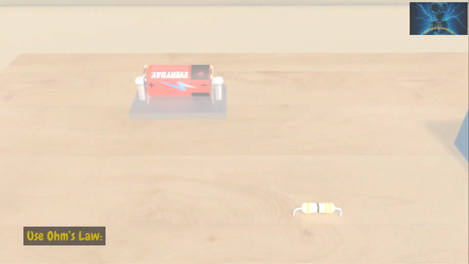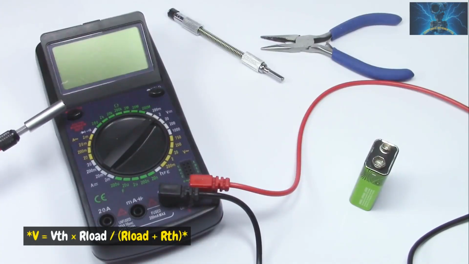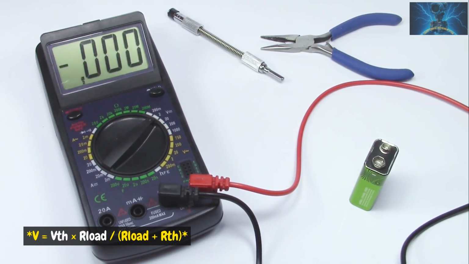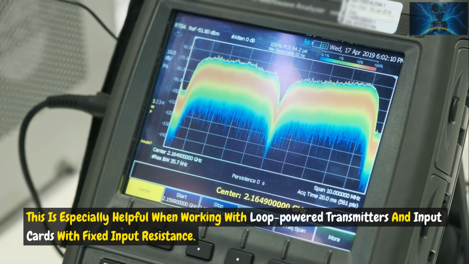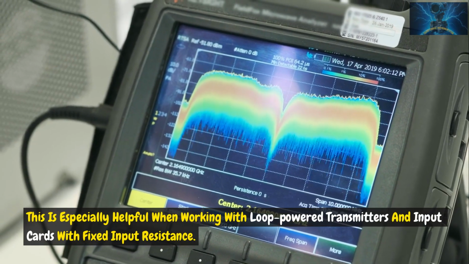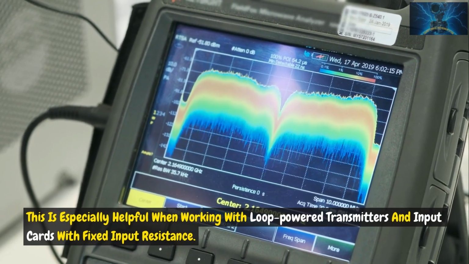Use Ohm's law: V equals VTH times R load, divided by R load plus RTH. This is especially helpful when working with low-powered transmitters and input cards with fixed input resistance.